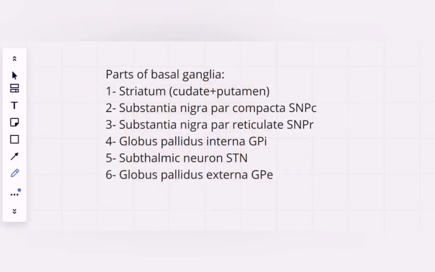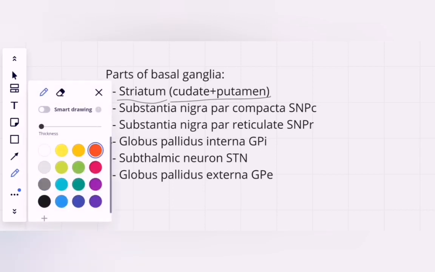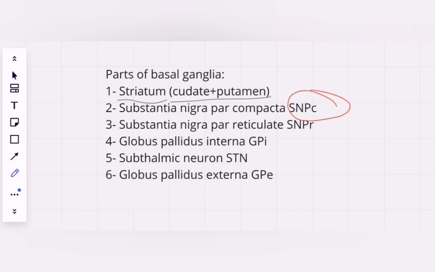So here are the parts of basal ganglia. The first one is the striatum, which is the caudate and putamen together. Both compounds together we call the striatum. Then comes the second, the substantia nigra pars compacta, also indicated as SNPC. Then comes the substantia nigra pars reticulata, indicated as SNPR. In some books it is given in a mnemonic form such as SNPC or SNPR, which represent substantia nigra pars compacta or substantia nigra pars reticulata.